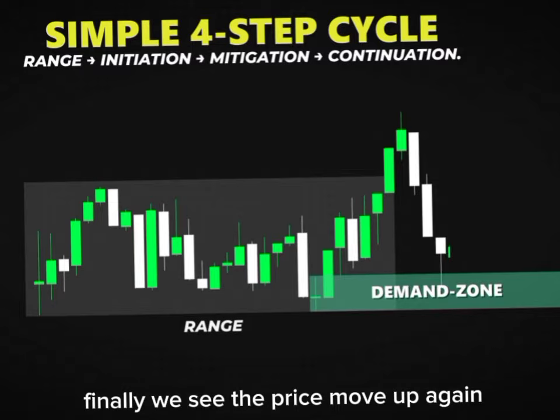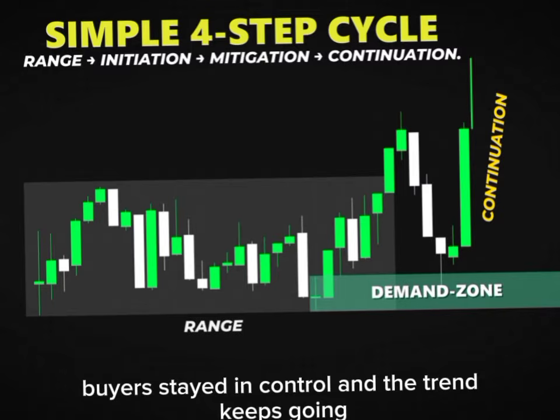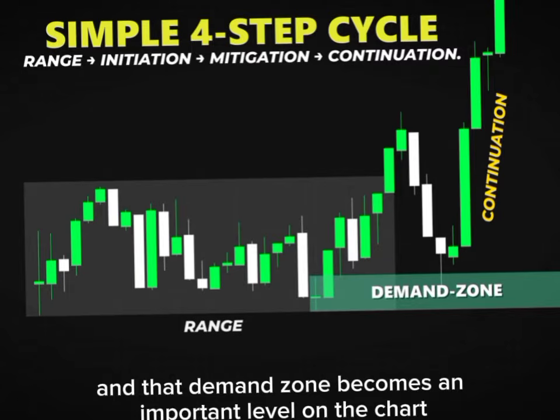Finally, we see the price move up again. This is the continuation. The zone held strong, buyers stayed in control, and the trend keeps going. This wraps up the full 4-step cycle, and that demand zone becomes an important level on the chart.